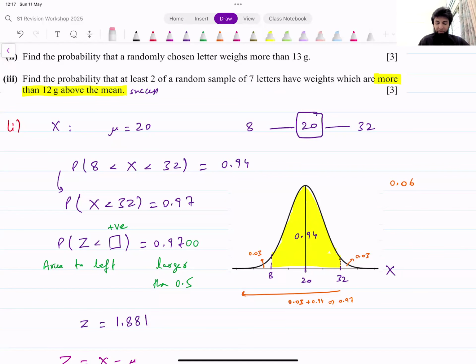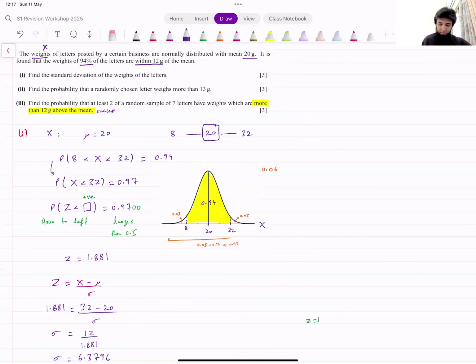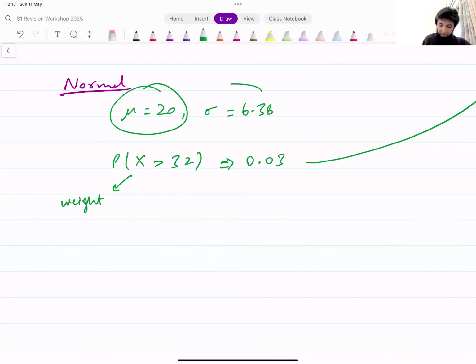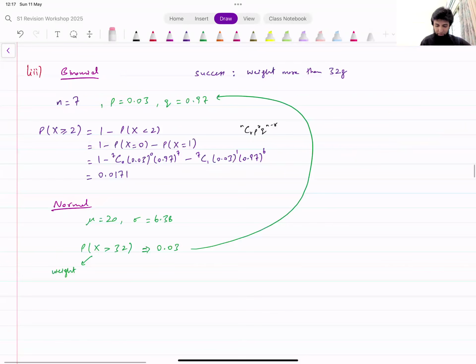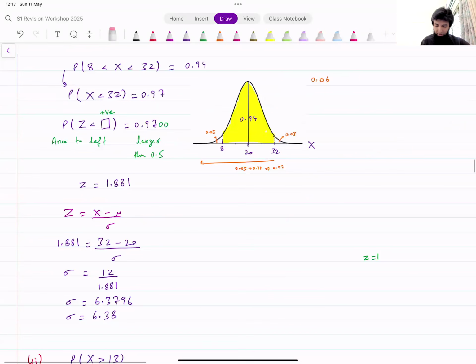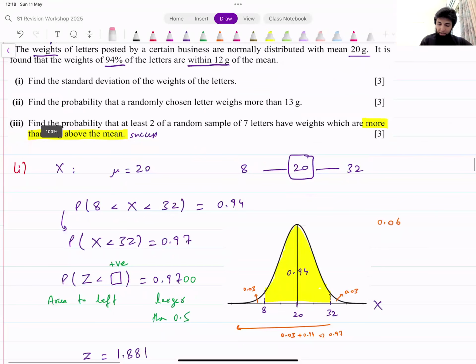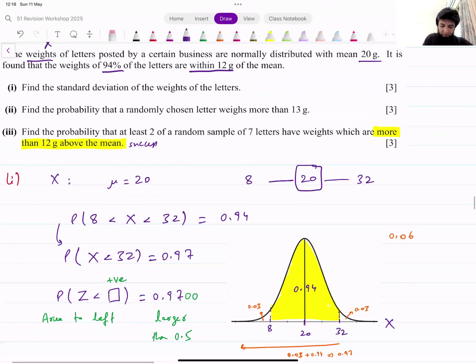Now, first of all, we can find the probability for success. More than 12 grams above the mean. How do you understand that? Mean is 20. Standard deviation is 0.38. In fact, we don't need to do any calculations here. If you think about it, we are given that information. We use that in the first part as well. More than 12 grams above the mean, what does that mean? More than 32. Probability of X being greater than 32.